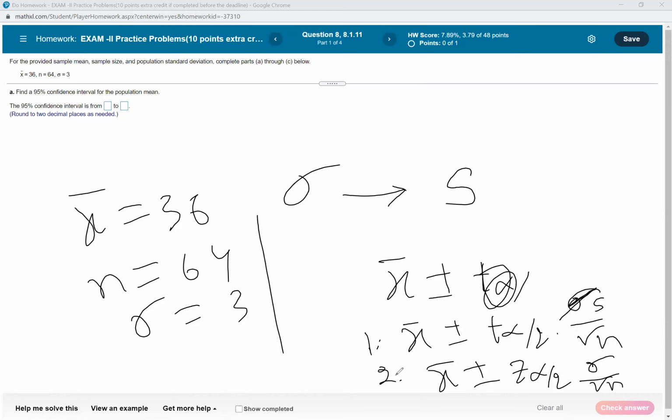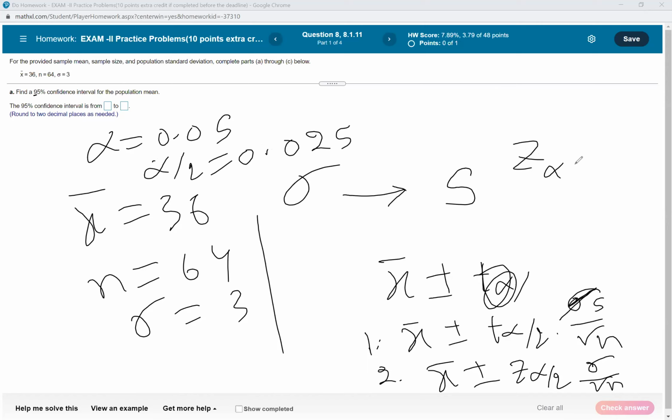Anyone? Second one, right? Because here sigma is known, we know the sigma value, and the sample size is 64, which is large, right? So that's why we can use the z interval. So you have to use this formula, x bar. You know the x bar, which is 36, you know z alpha over 2. You have to calculate this one because we know alpha is 0.05, so alpha over 2 is 0.025. You have to calculate the z alpha over 2, which is, I think, 1.96. Yeah.